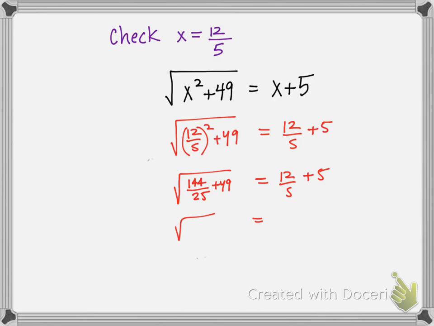So I'm going to type this into a calculator, 144 divided by 25, and then add 49 to that. I get the square root of 54.76, and 12/5 plus 5 is 7.4 in decimal form. So if I take the square root of 54.76, I do get 7.4. So therefore I know that x equals 12/5 is a true solution.